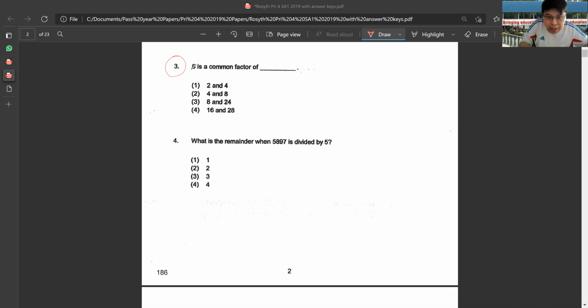But the question is saying 8 is a common factor. Factor, we're talking about factor. Factor of 8 and 24? Yes, 8 and 24. The answer is number 3. Okay, then after that, I'm going to continue the lesson.